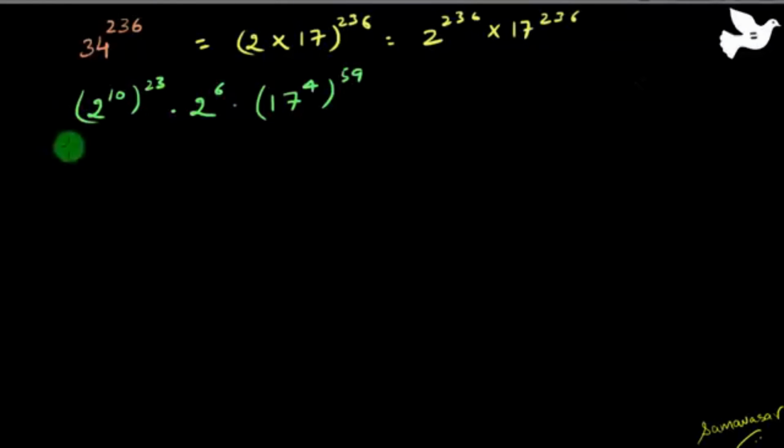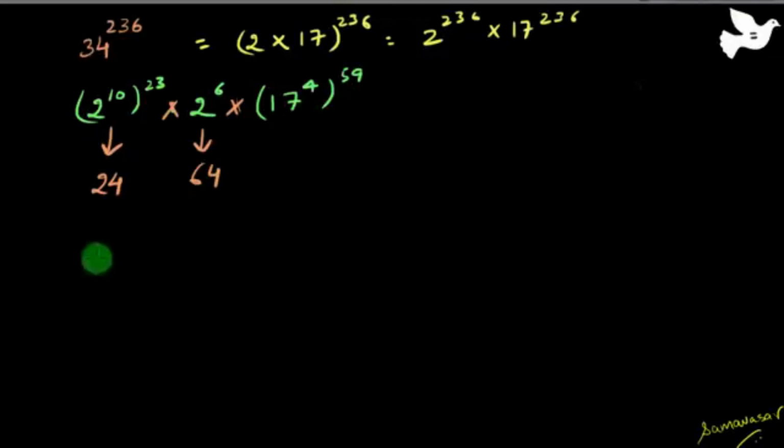So this is what I need to find out the last two digits of. I need to take the last two digits of each of these things and multiply them to find the answer. Now 2 raised to power 10 raised to power something odd. If it is something odd, the last two digits of this expression will be 2 and 4. 2 raised to power 6 you all know is 64. Last two digits 64.